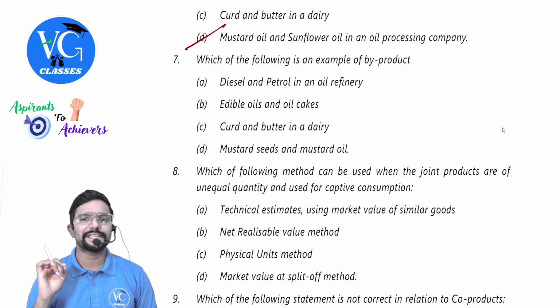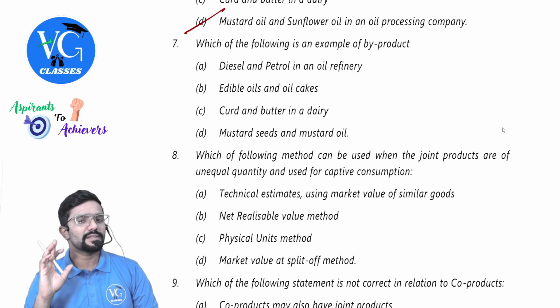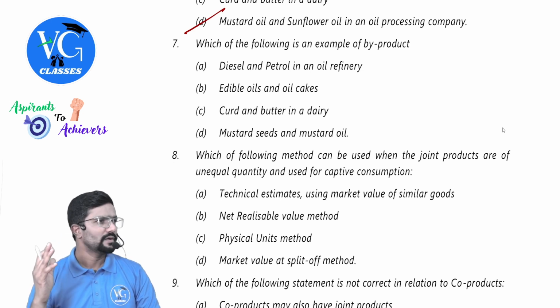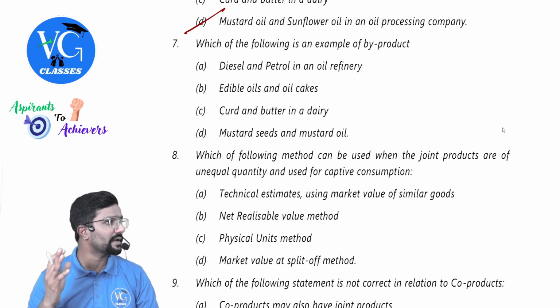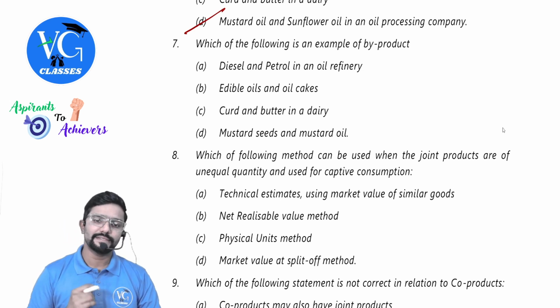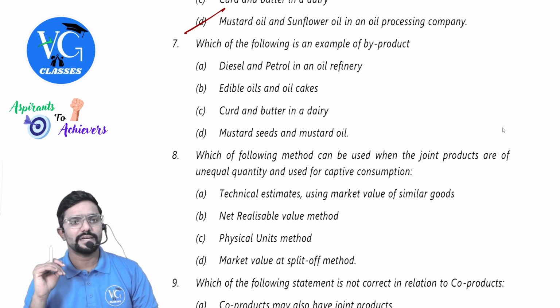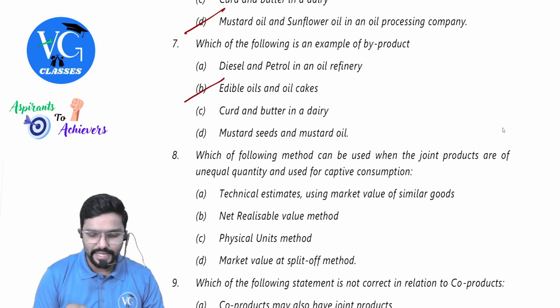Which of the following is an example of byproduct? Diesel and petrol, don't tell it is a byproduct because almost same value. I cannot tell exactly same, but almost. Because guys, if it was a byproduct, there should be a huge difference between main product and byproduct. Edible oil and oil cakes, yes for us, but let us see the other options also. Curd and butter in a dairy, then mustard seeds and mustard oil. So it should be edible oil and oil cakes, guys.